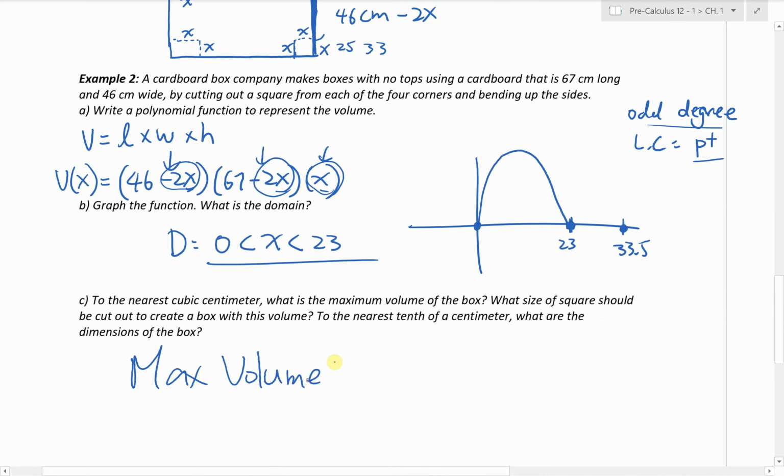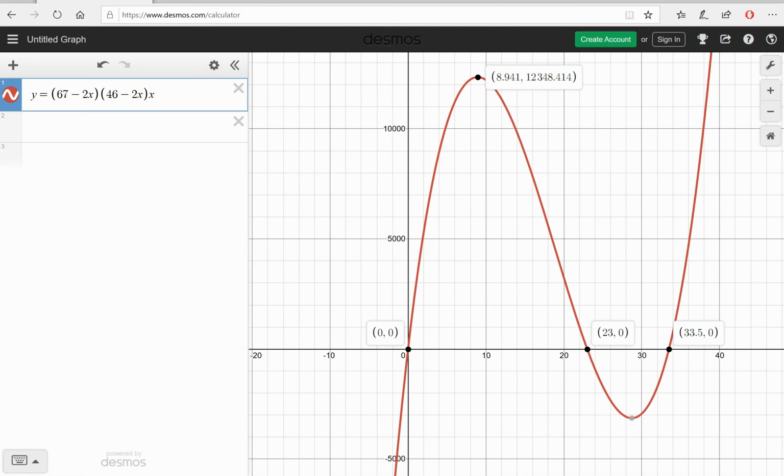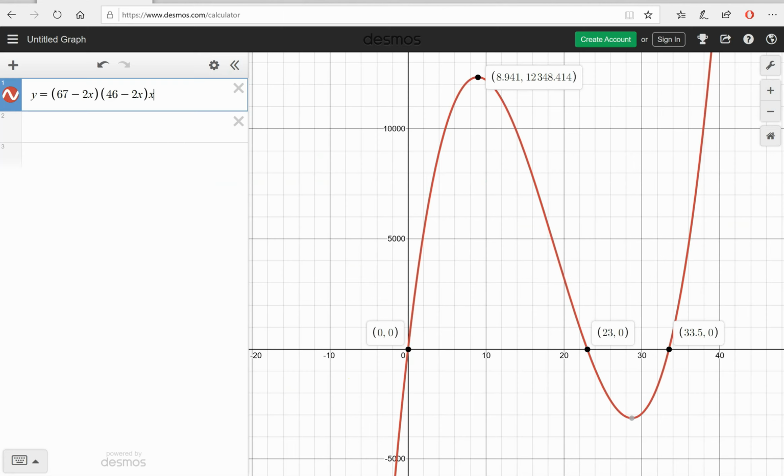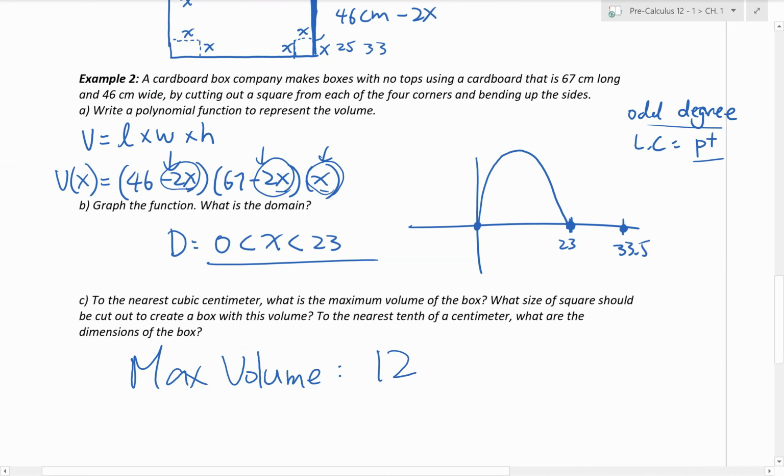So for now, you can only do this by graph. If you take calculus in the future, then you'll be able to actually calculate this by hand. So the maximum volume is 12,348.414. The unit was cubic centimeters.